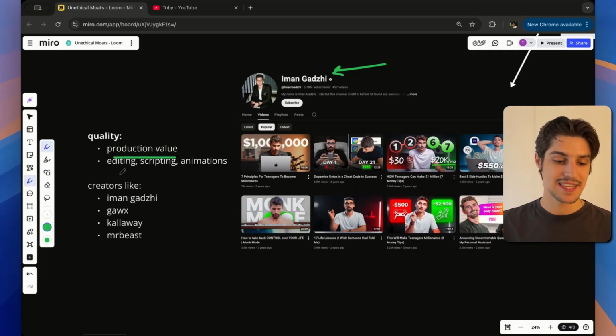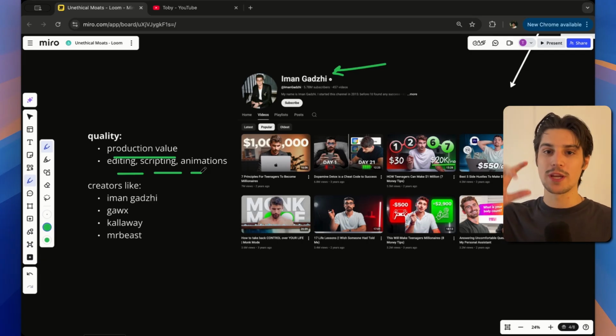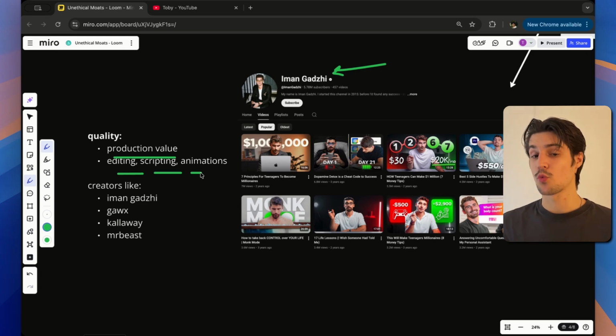And that gave him an edge over all the other content in the space. The production value was amazing. The editing, the scripting, the animations were on point. And we see this sort of quality pillar with creators like Iman, with creators like Callaway. And Mr. Beast is also one who also has been kind of pushing in the quality direction too.